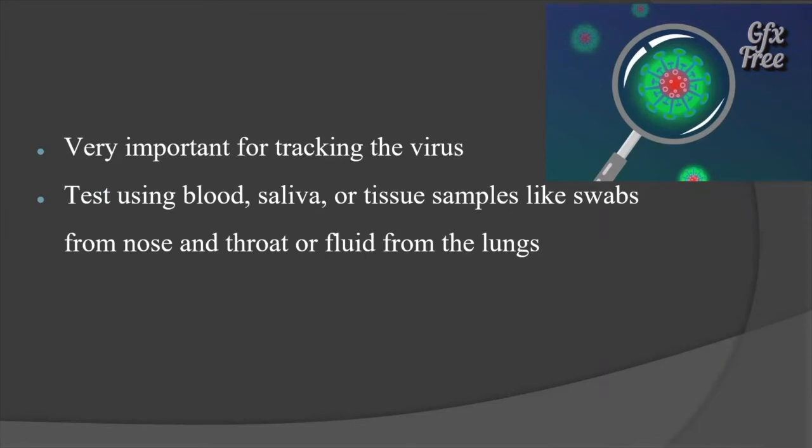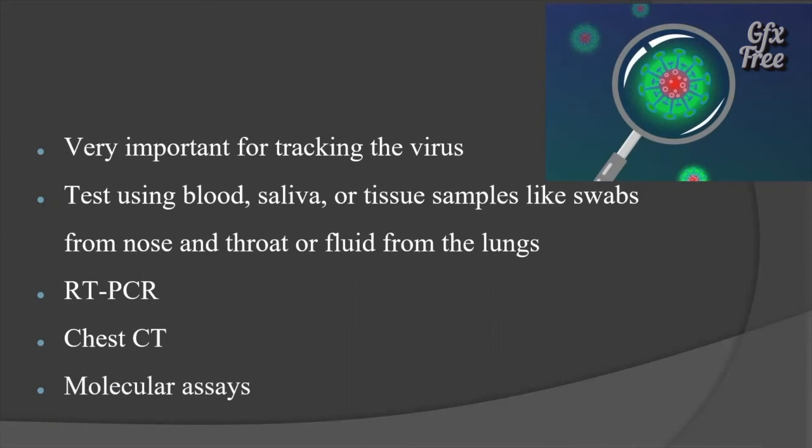We do diagnosis by using blood, saliva, or tissue samples like swabs from the nose and throat, or fluid from the lungs. An important test is real-time polymerase chain reaction. It detects very small amounts of viral RNA, but it is not a very sensitive test. In severe cases, we have chest CT to detect the presence of viral pneumonia. Presently, there are a few molecular assays coming into action for detecting the viral strains as well as similar genomes.